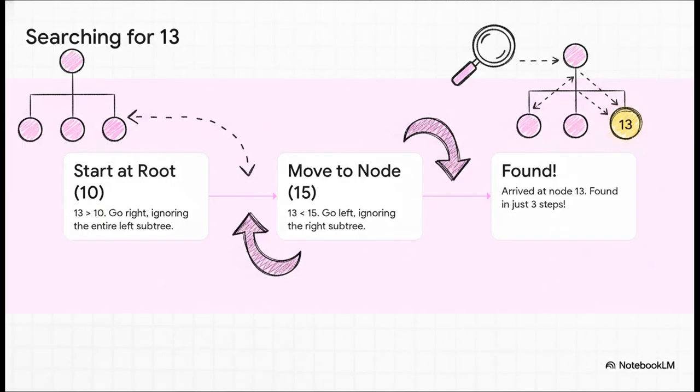Okay, now for the payoff. Let's search for the number 13. We start at the root, which is 10. Is 13 greater than 10? Yes. And right there, that single comparison tells us that we can completely ignore the entire left side of the tree. Everything over there is smaller, so our number can't be there. We just threw out half our data in one step. So we move to the right and, what do you know, we're at 13. Found it. 2 steps. That is the power of a binary search, but in a tree.